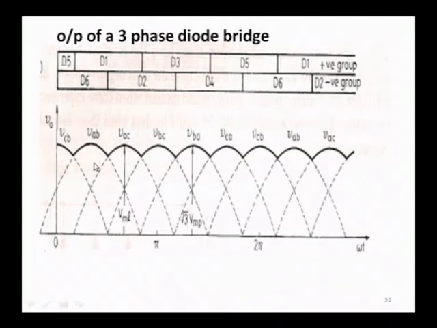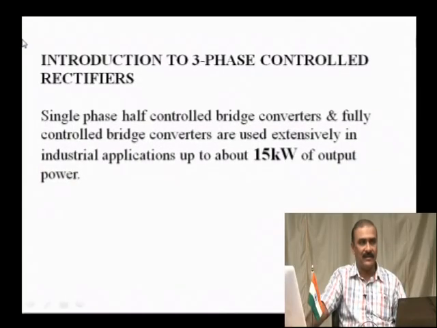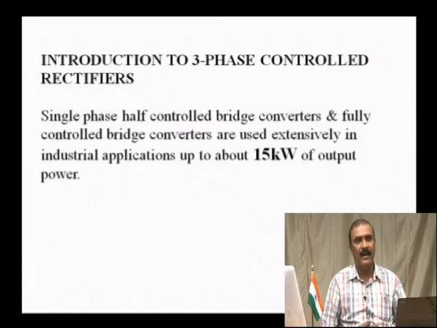This is only the 3-phase diode bridge rectifier. Now we see 3-phase control rectifiers. So the single phase half control bridge, I just now discussed, and fully controlled bridge converters. Okay, these two have already been discussed and are used extensively in industrial applications, in fact up to about 15 kilowatts of output power. When the power is less, you can go for this type of control rectifier.